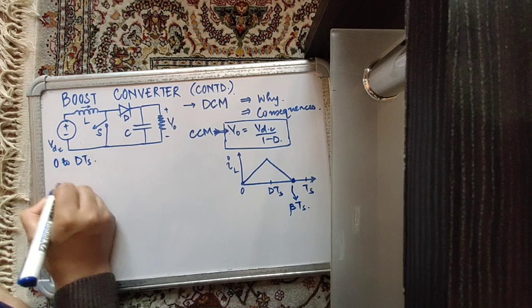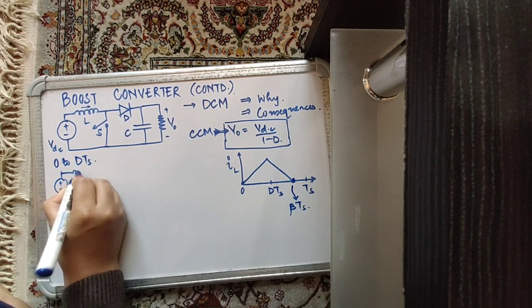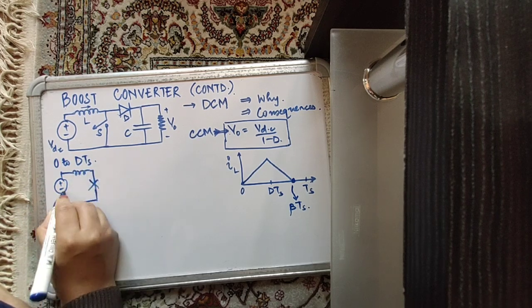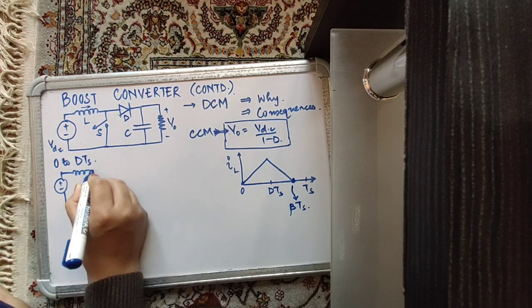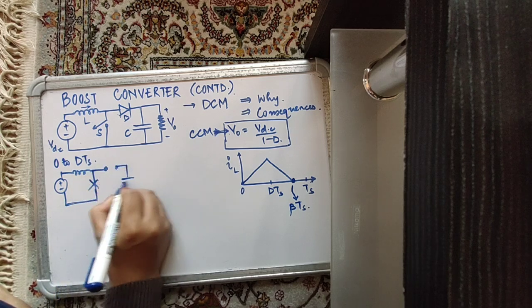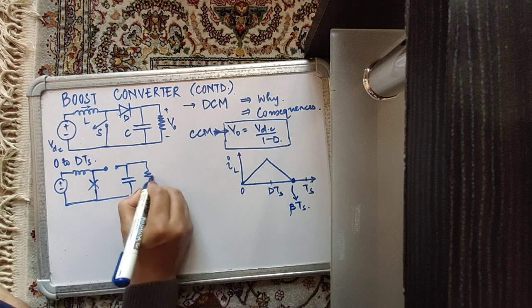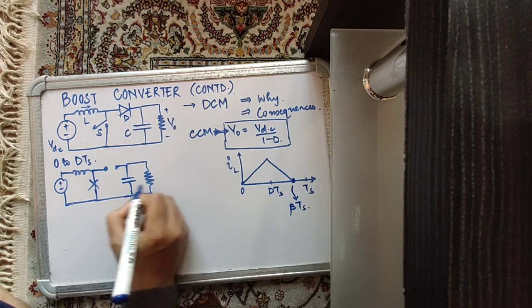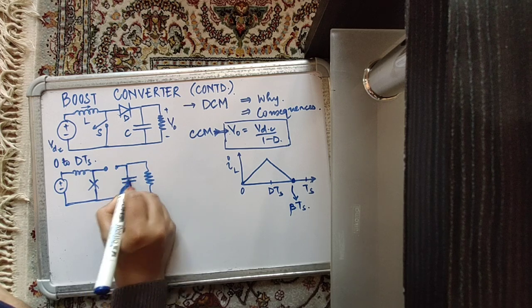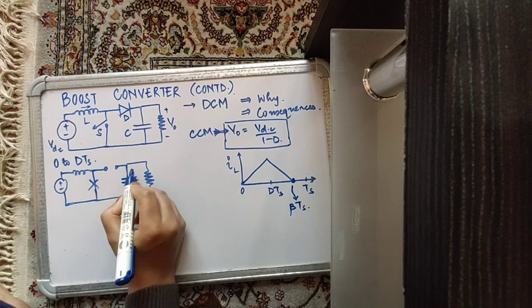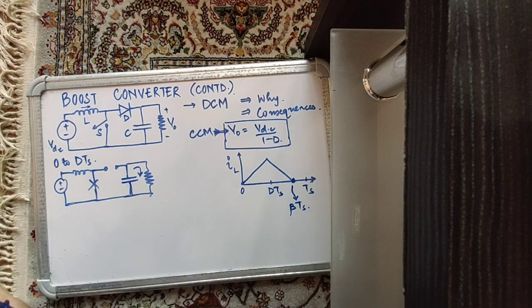Now let's see 0 to DTS. What happens is that the inductor is storing energy through the switch. The pulse to the switch is high and the diode is reverse biased, and the voltage across the load is being maintained by the help of a capacitor. So the capacitor is discharging and losing energy into the load.